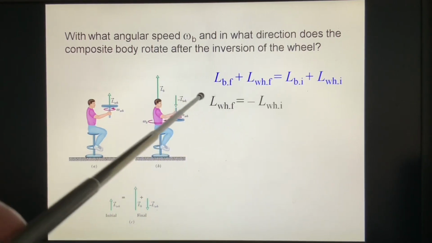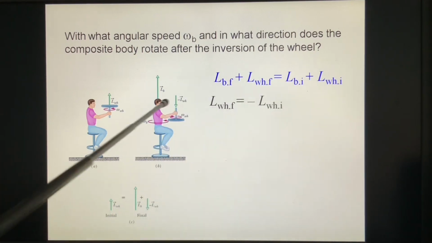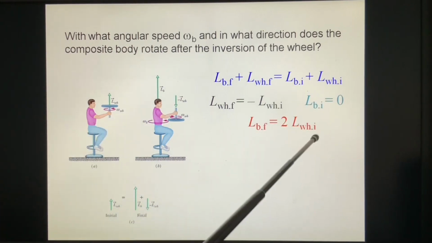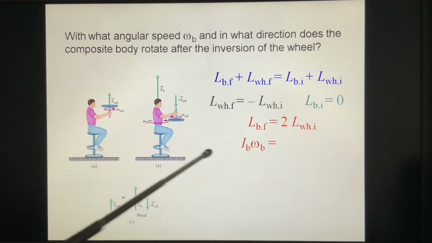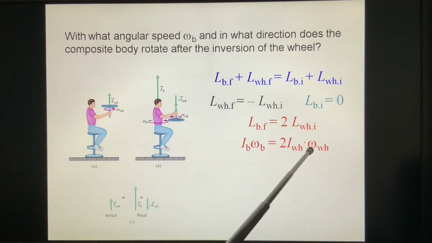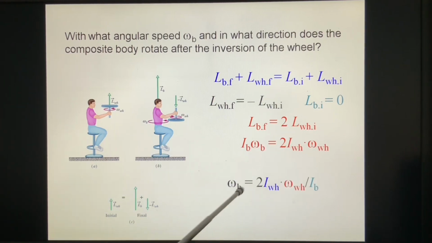The final angular momentum of the wheel is equal to minus the initial wheel's because you turn it around, and the initial L_B is 0. I want to find this one. It's very simple. So we get I_B omega_B equals 2 I_wheel omega_wheel. And we find the angular velocity omega_B equals 2 I_wheel omega_wheel over I_B. When you put the numbers inside, we get 1.4 revolutions per second.